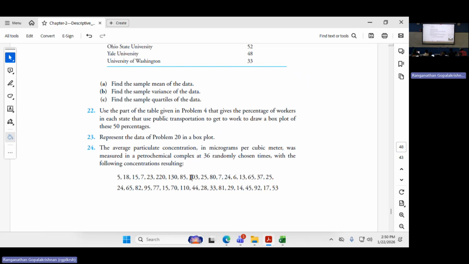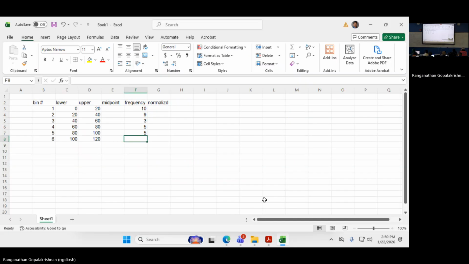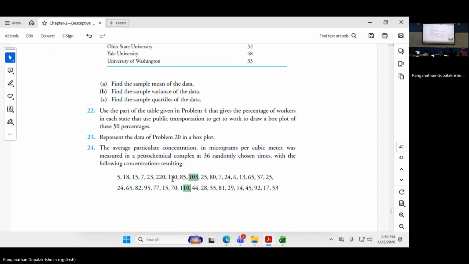Okay. 103, 103, 110. That's it, right? 2 entries. Just 2. Agreed? The 2 entries. And then the 7th bin is 120 to 140, where you have 130. That's it. Just 130.